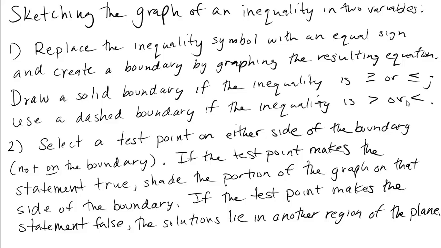So after you've drawn this boundary line, you've basically divided the xy plane into two regions. So you select a test point on either side of the boundary, one of those two regions. You do not pick a point on the boundary.